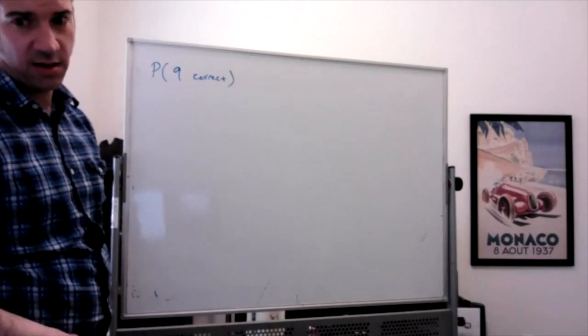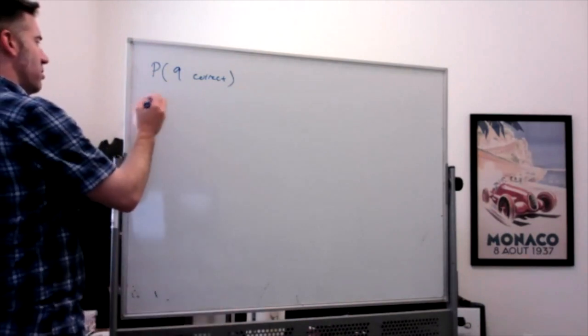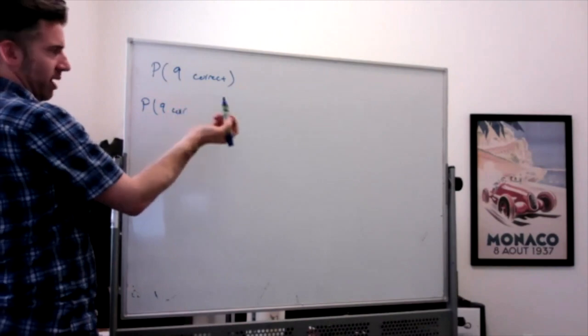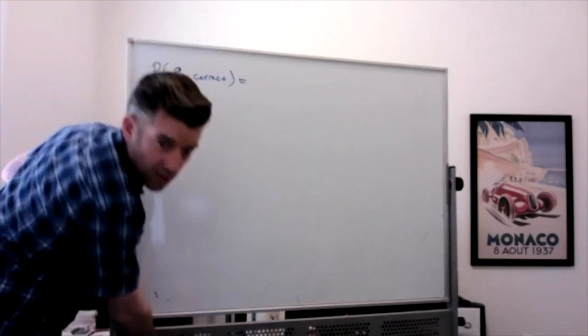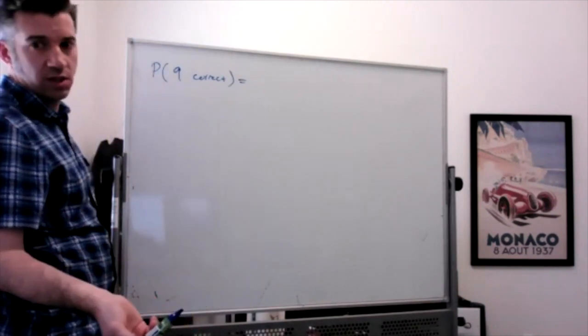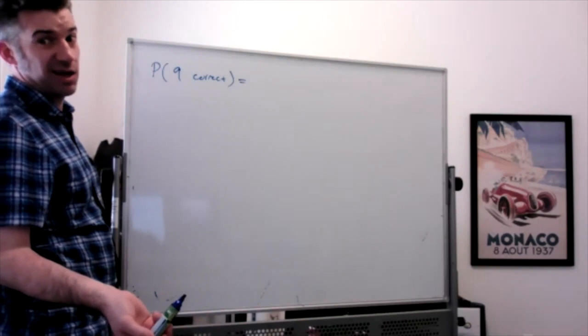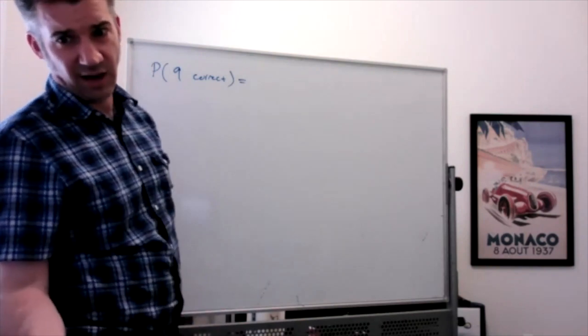Okay. So probability of 9 correct would be, I don't know why I'm writing this again. I feel like I'm looking at the notes. I'm like, this is not how I would do it.